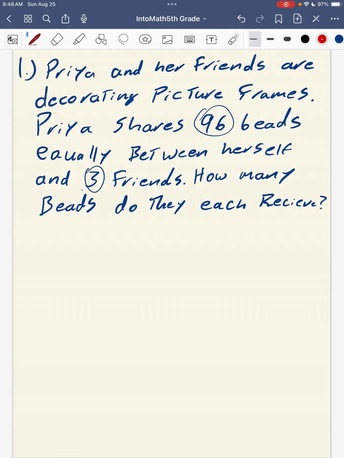In this problem, we have several ways that we can go about solving this. But first, we need to know what is our total number. Our total number of beads is 96. This will be our dividend. We are dividing it by 4 because it is herself and 3 of her friends that are receiving beads. If I'm doing a normal division problem, I will divide 96 divided by 4.